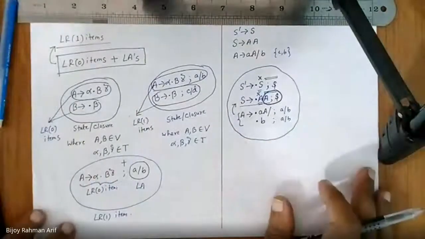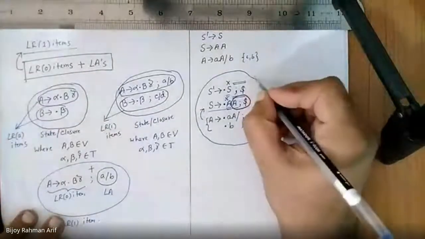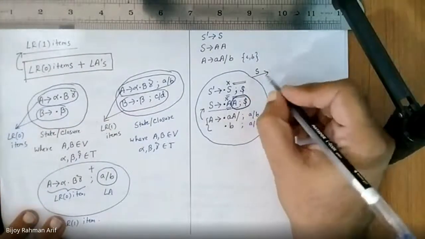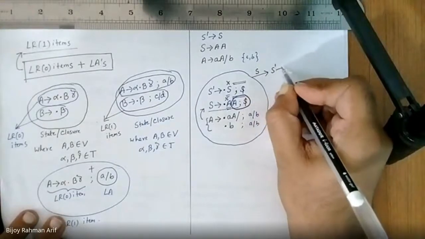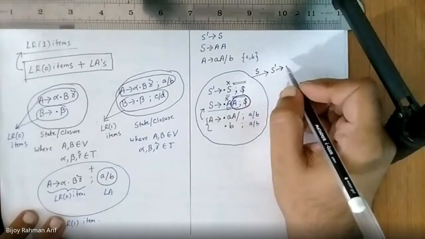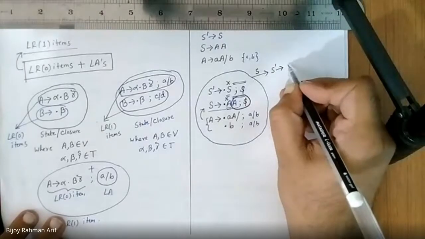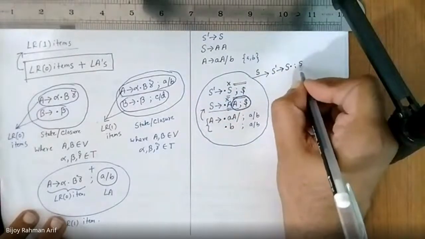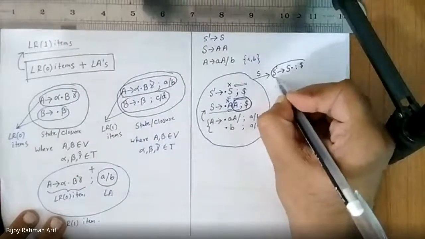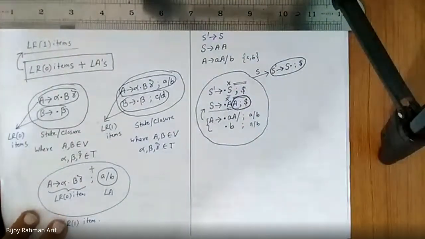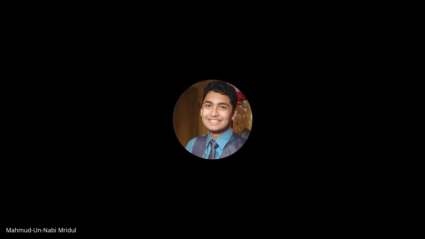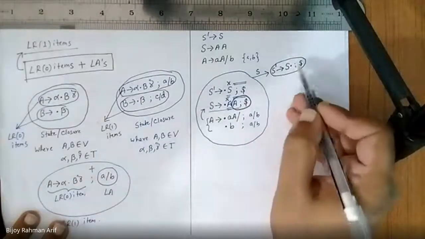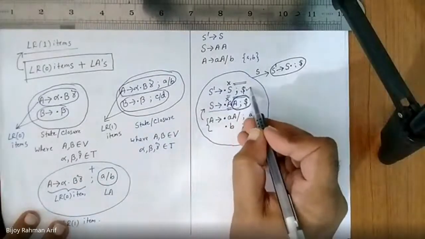It is getting clear. Then, if you go to on capital S, what do you get? S dash derives capital S, closure, dot. And when you apply goto, don't change the lookahead. Whatever the lookahead was before, you write the same lookahead. If you apply the goto operation, don't change the previous lookahead.